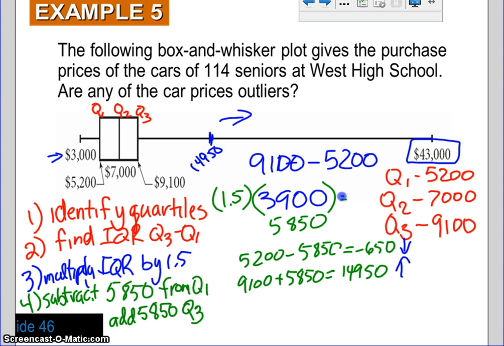Now I know that that looks very obvious, but to some people, if you look at it, 14,800 is not an outlier, but 15,000 would be an outlier. So that one's not as easy to identify.